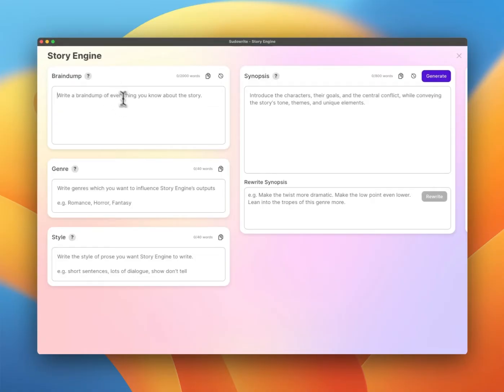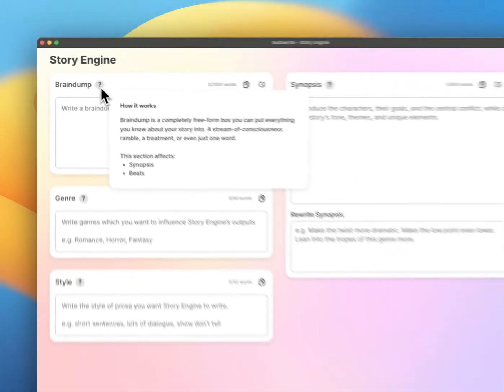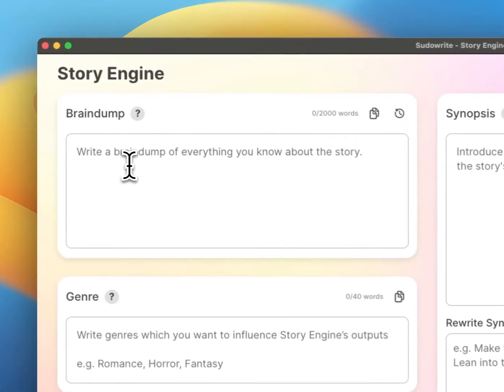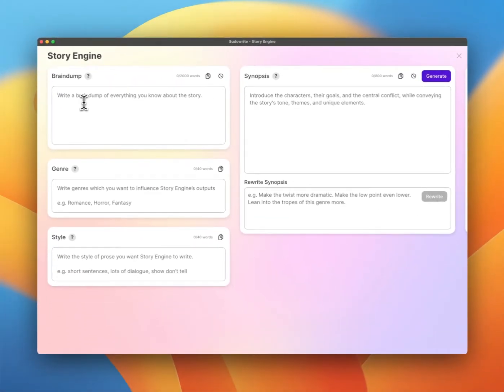Well, first we start with brain dump. So brain dump is a completely free-form box. You can put anything you know about the story into it. It can be an outline, or maybe the characters, or even just a free-form stream of consciousness. The AI will handle putting it into a story format.